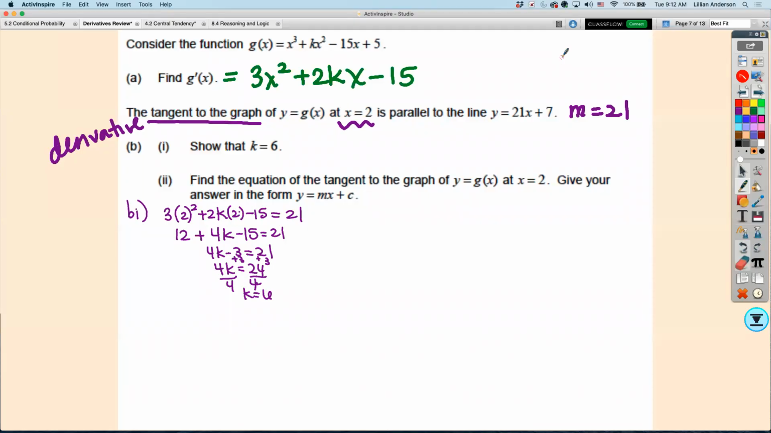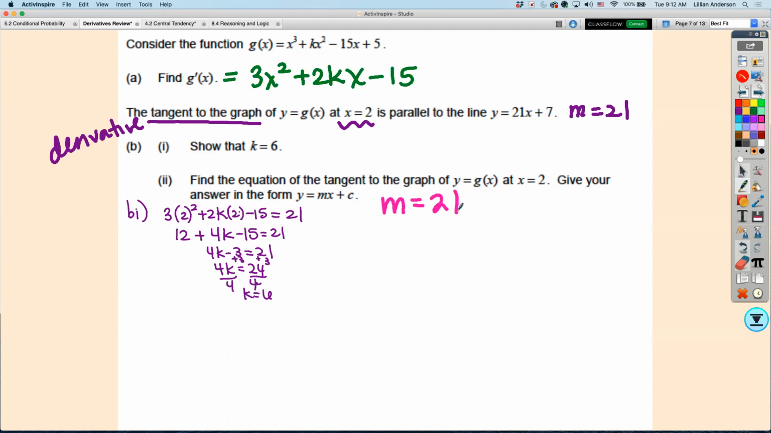So now it says find the equation of the tangent to the graph of y equals g of x at x equals 2. Give your answer in the form of y equals mx plus c. So that's the form we have to write it in. The equation of the tangent line, all I need is a gradient and all I need is a point. Well, what is my gradient? 21.